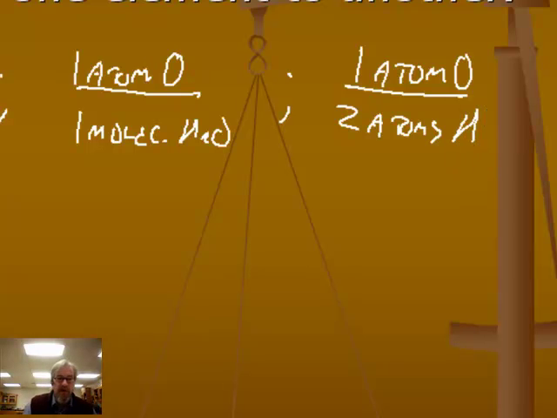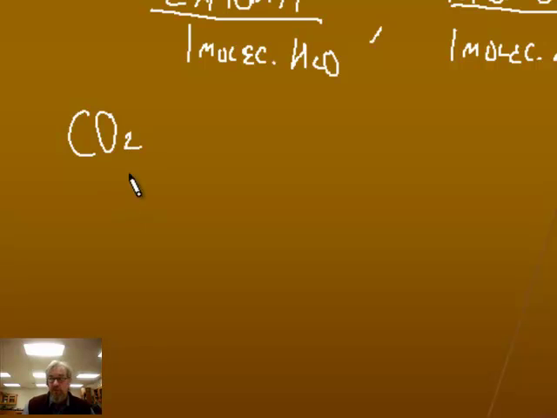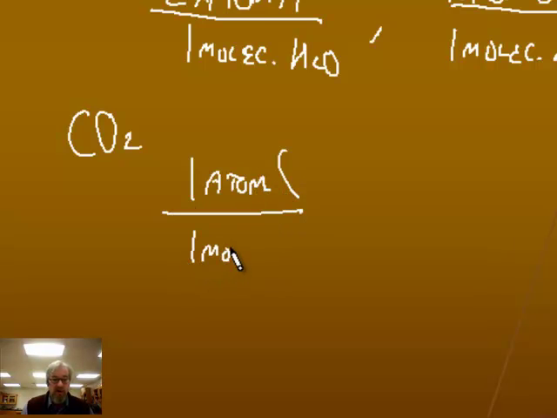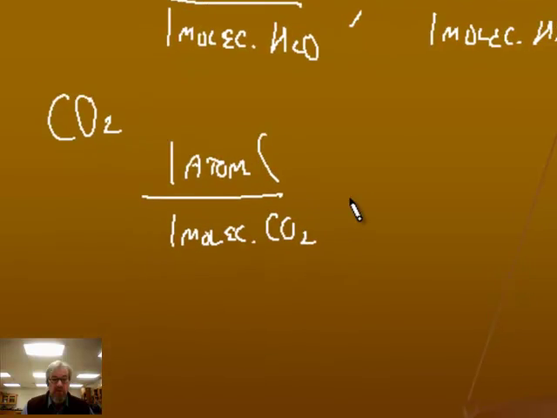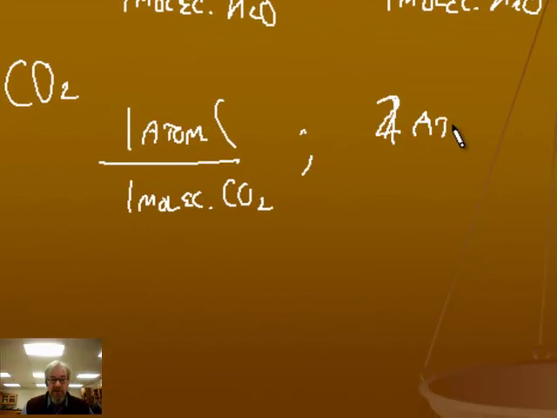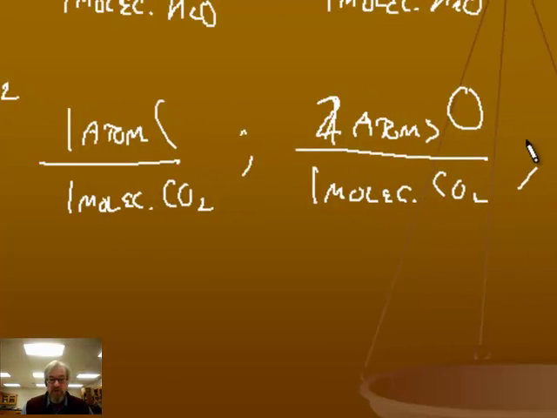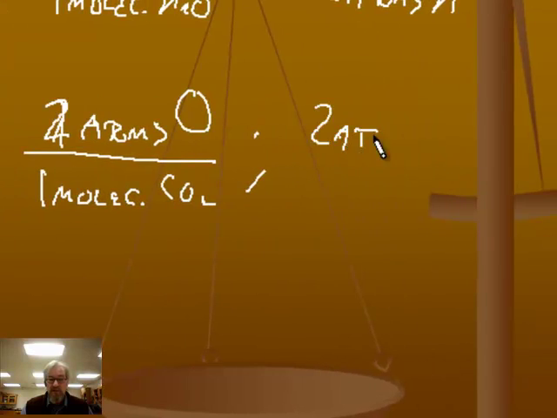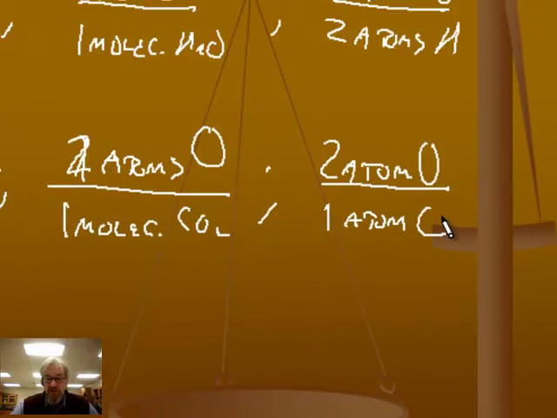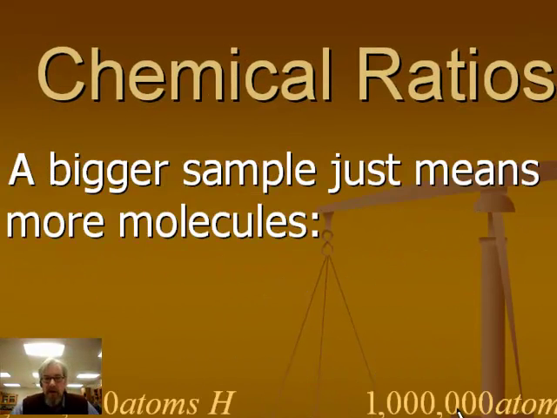We could also say the same thing for carbon dioxide, CO2. The ratios there are 1 atom of C for every 1 molecule of CO2, or we could say 2 atoms of O for every 1 molecule of CO2, or we could say 2 atoms of O for every 1 atom of C. All those things are true. The ratios are the same no matter how big the sample is. A bigger sample just means more molecules.